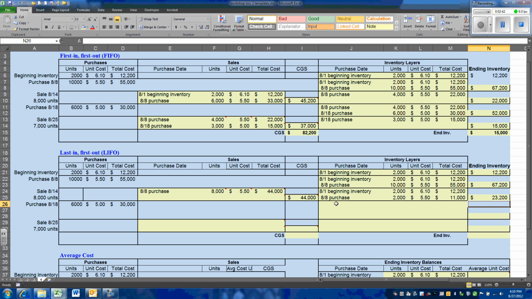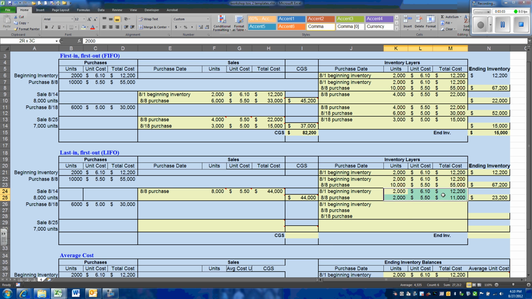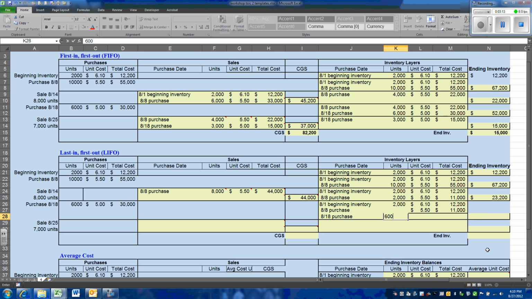For the purchase on the 18th, we'll be adding another layer, so we're going to have 3 layers in our ending inventory after the purchase of August 18th. We're going to have our 2 layers that we began with, plus the purchase of 6,000 units at $5 each, and that is going to be for a total value of our inventory after the August 18th purchase of $53,200.